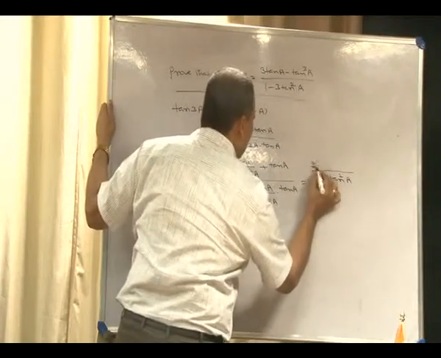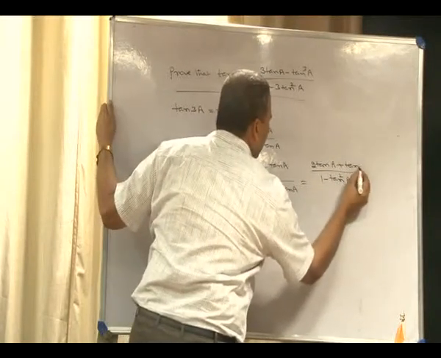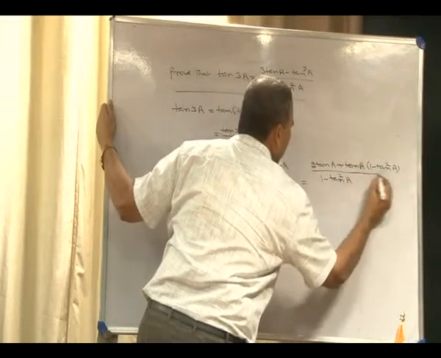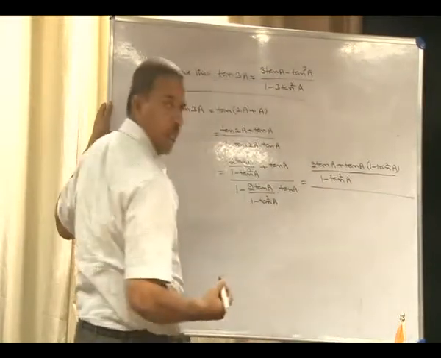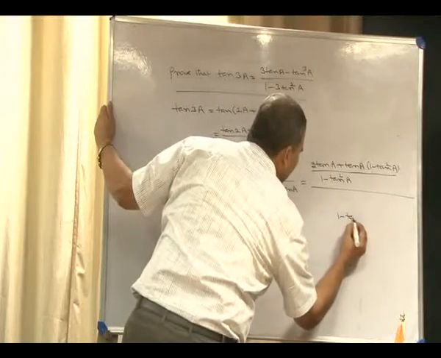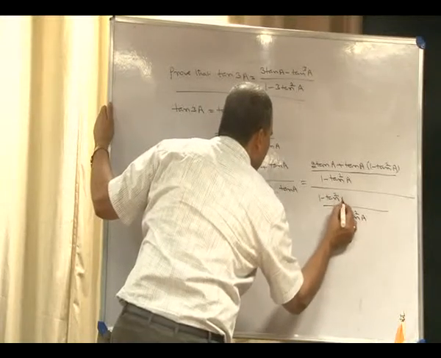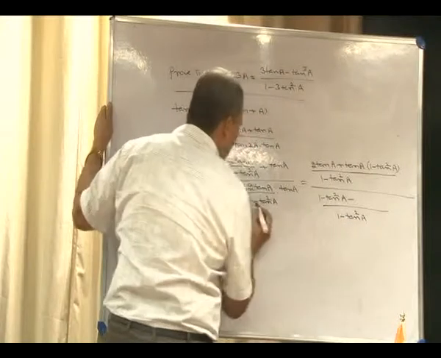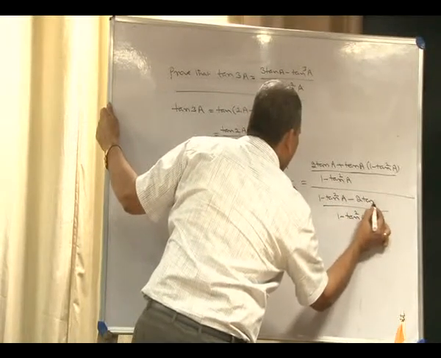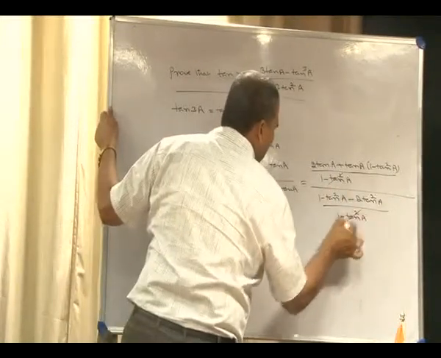In the numerator, that is 2 tan A plus tan A into 1 minus tan square A, whole divided by, here LCM of 1 and 1 minus tan square A is 1 minus tan square A, 1 minus tan square A, minus the 1 minus tan square A divided by 1 minus tan square A, 1 into 2 tan A into tan A is 2 tan square A. Here 1 minus tan square A and 1 minus tan square A cancel.